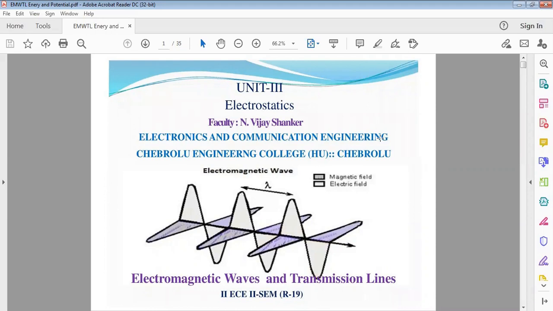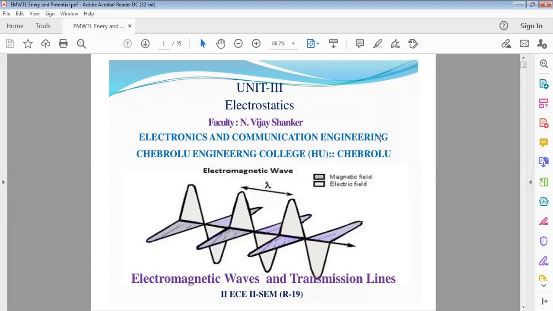So today we are going to discuss the electric dipole. In the previous class, we discussed the energy density in electrostatic fields. Energy density W_E is equal to 1/2 the integral from minus infinity to infinity of E bar dot D bar dv, the volume integral.